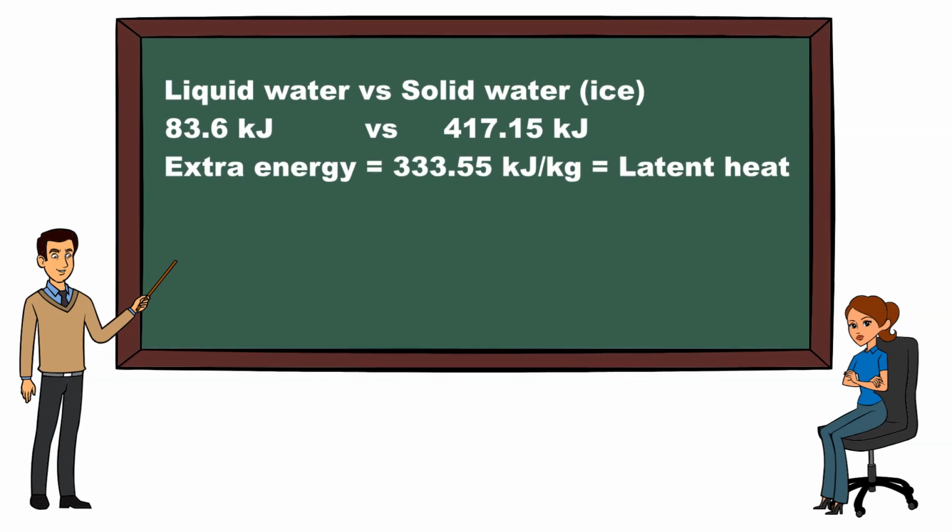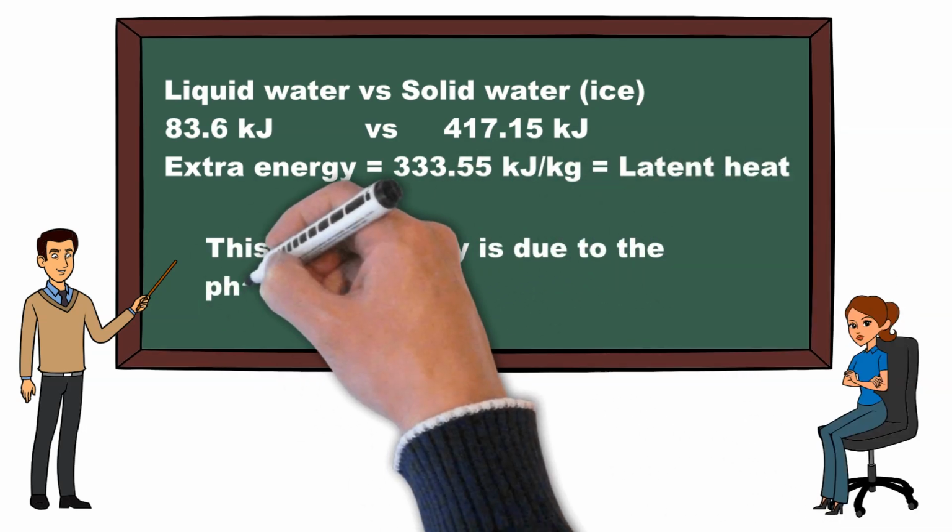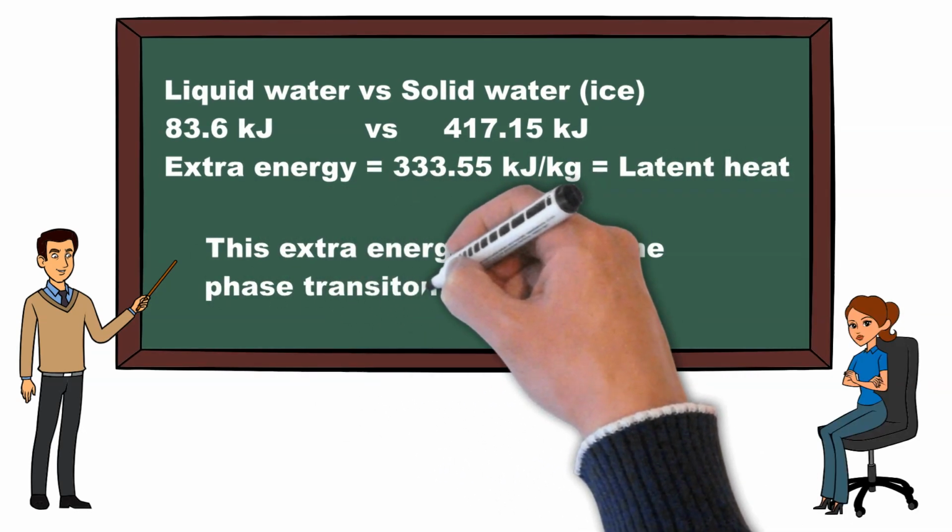The extra energy of 333.55 kilojoule per kilogram is called the latent or hidden heat. Such a hidden heat can be found whenever there is a phase change.